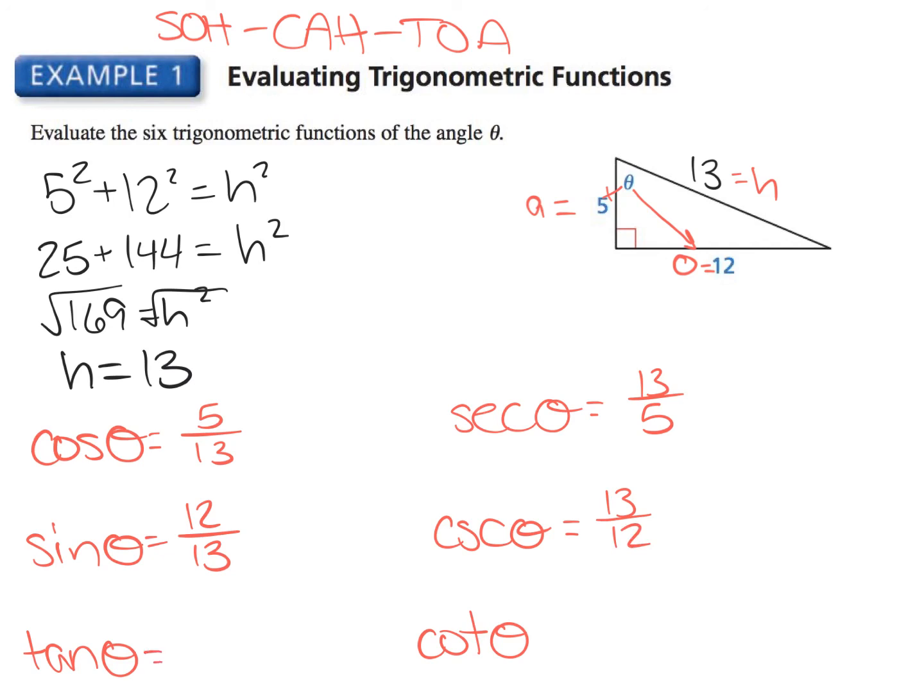And last up is tangent. Tangent is opposite over adjacent, that's 12 over 5. Leave it like that in fraction form. And cotangent is 5 over 12.